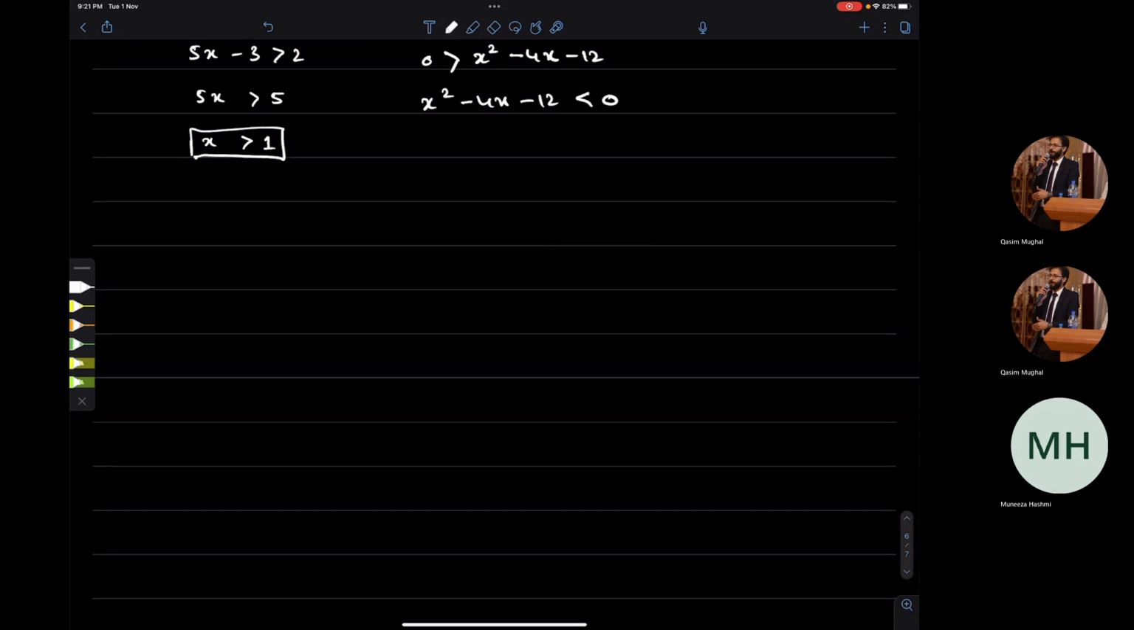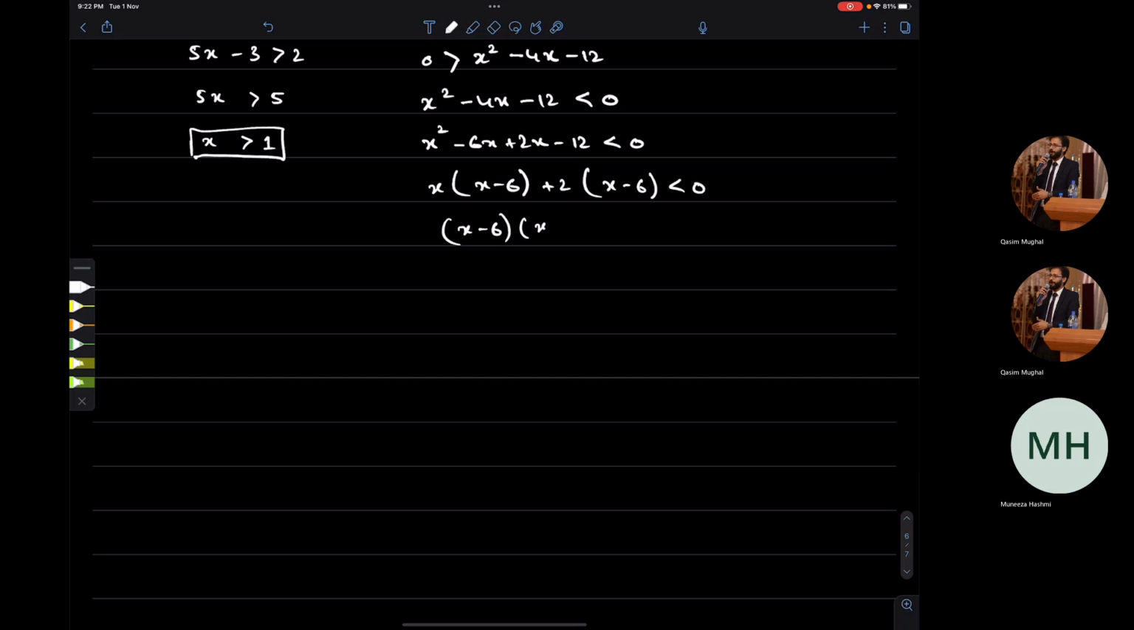Now I'm going to factorize it. x squared plus minus 6x plus 2x minus 12 less than 0. x is common, x minus 6 plus 2 is common, x minus 6. x minus 6 is common, and then x plus 2. And I'm going to write down the associated equation for both of them.